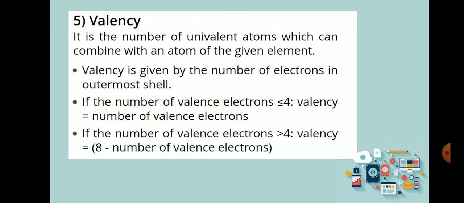Fifth one, valency. It is the number of univalent atoms which can combine with an atom of the given element. Valency is given by the number of electrons in the outermost shell. If the number of valence electrons is less than or equal to 4, then valency is equal to the number of valence electrons. If the number of valence electrons is greater than 4, then valency is equal to 8 minus the number of valence electrons.